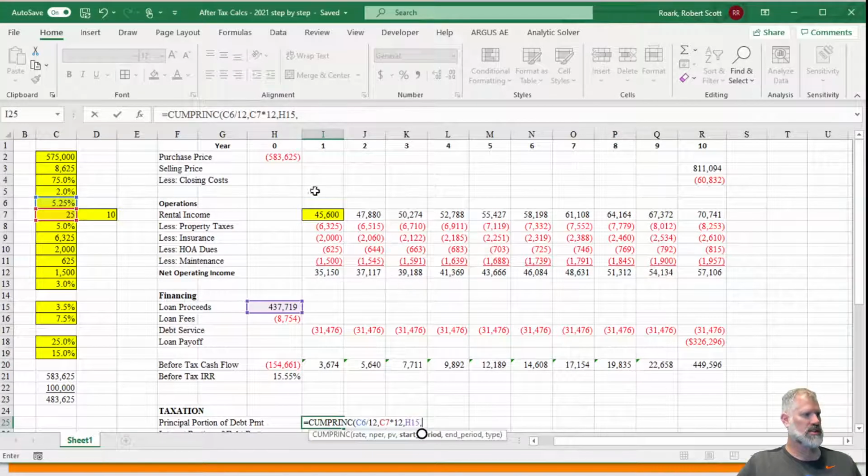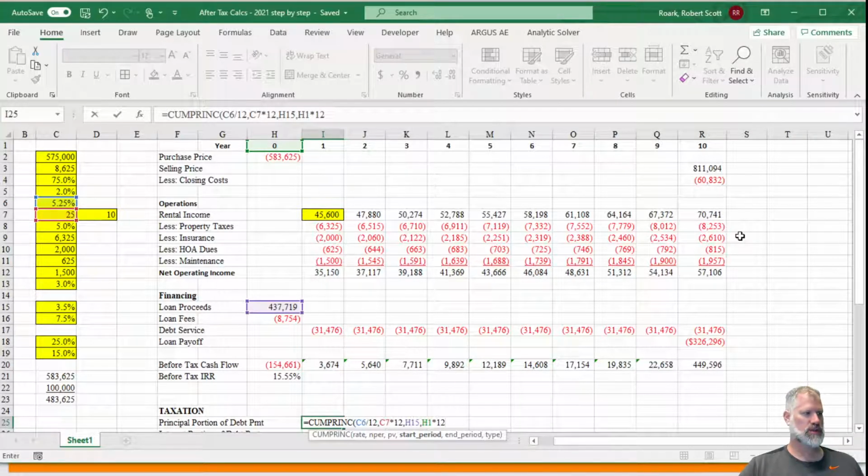I'm going to go up to the time indicator up here, 0, and I'm going to multiply it times 12, because that'll tell me how many months have gone by at the end of that year.